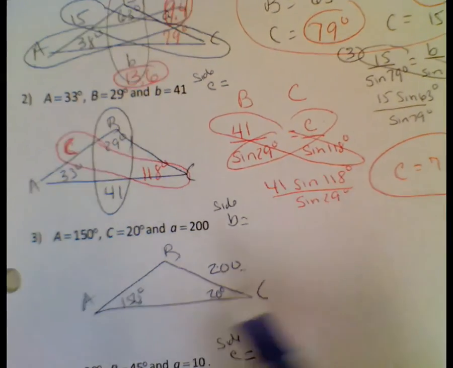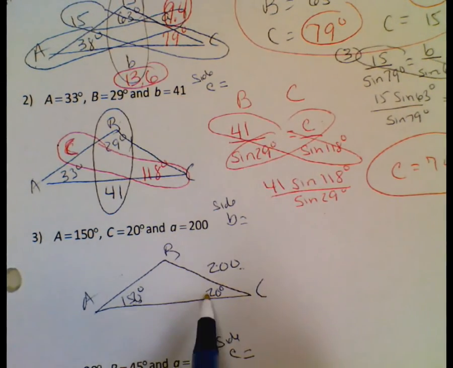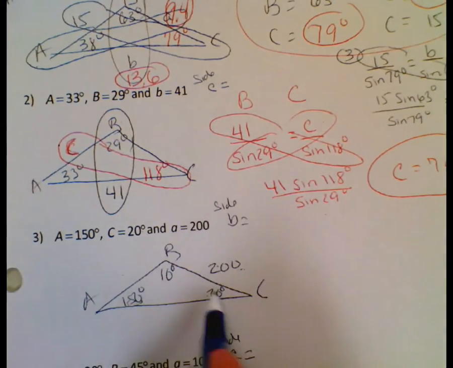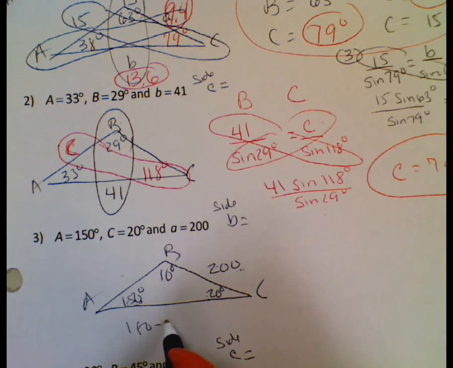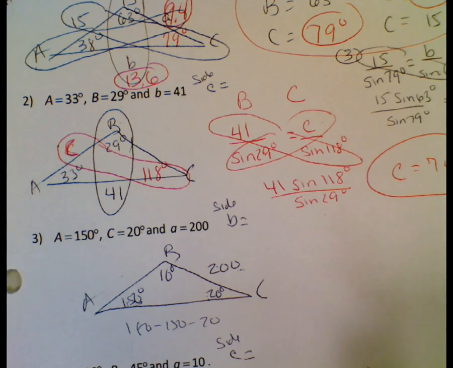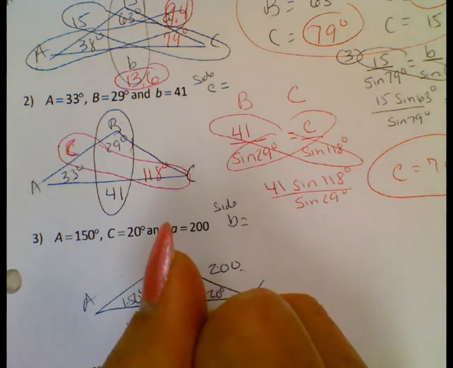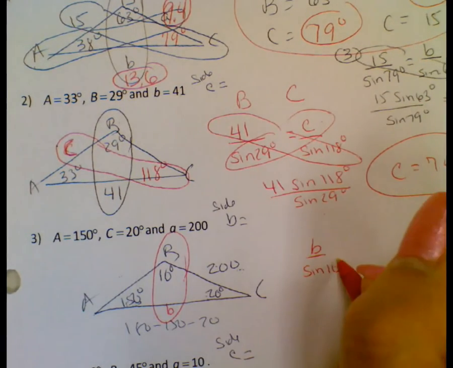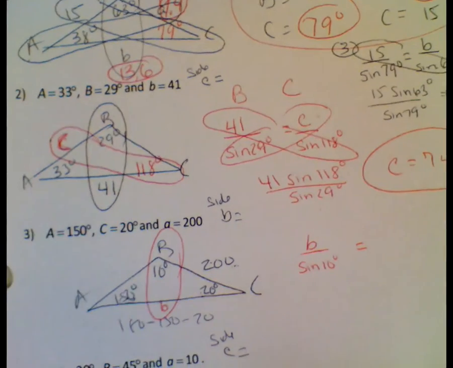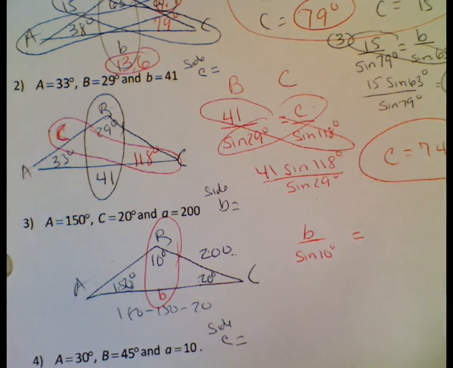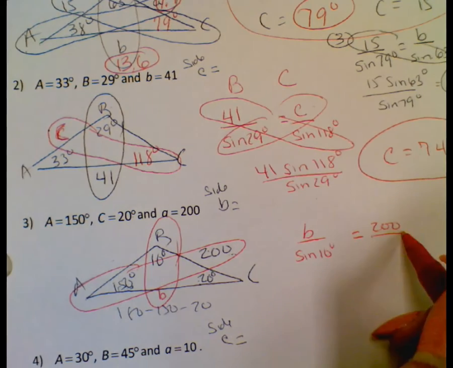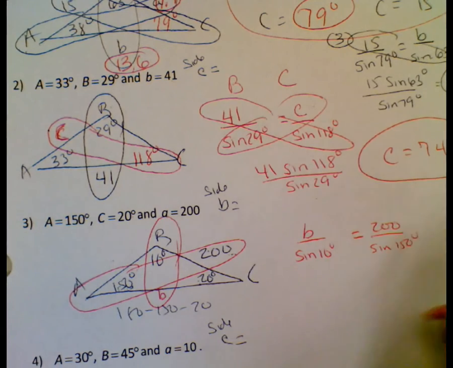Now let's go ahead and solve for the third angle. This adds up to 170. So what's left? 10. The three of these should add up to 180. So that one's an easy one. I don't even have to write it out. It's 180 minus 150 minus 20. And we're solving for side B. So we're definitely using this ratio: B over sine 10. And then the ratio that we're setting this equal to is the one that you know both parts to, which would be the A ratio, which is 200, that's the side, over sine 150.